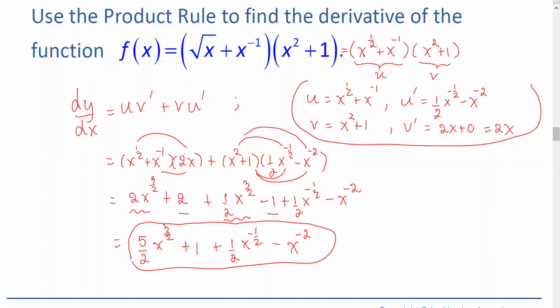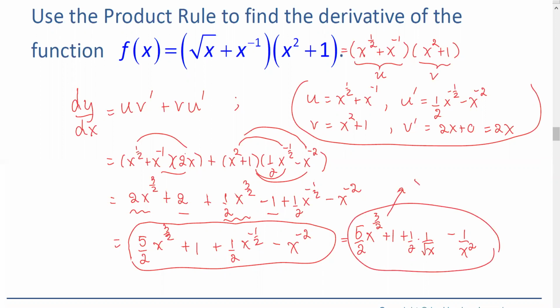Added by 1 half x to the negative 1 half minus x to the negative second as the result. It is appropriate to rewrite the negative power into the positive power. So the solution is equivalent to 5 over 2 x to the 3 over 2 plus 1 plus 1 half times 1 over x to the 1 half, which is the same as square root x, minus 1 over x to the second. And also, x to the 3 halves is the same as the square root of x to the third, or x times square root x.